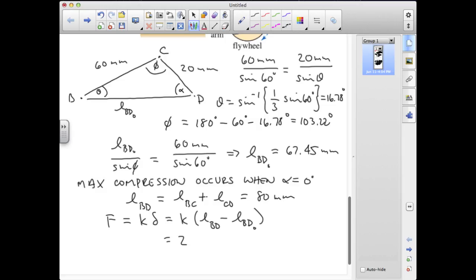That's 2 newtons per millimeter times 80 minus 67.45 millimeters, and that number is equal to 25.11 newtons. And we'll just note here that that's a compressive state.